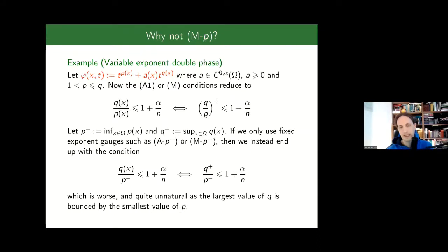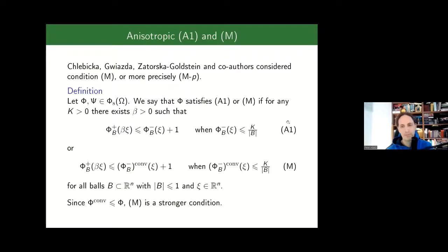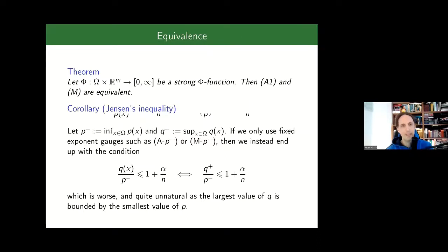So instead of comparing q and p at every point and taking the maximum over all points, here we take separately the maximum over q and the minimum over p. So this is, well, unnatural, I think, and also weaker. So this is just motivation why I think this M is better than MP.